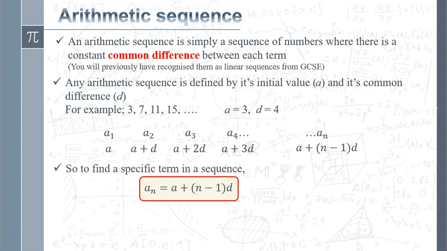That's the equivalent of the nth term that you'll have seen at GCSE. You might think, why are we bothering? It looks more confusing, but as you'll see later on, it does make life a whole lot simpler when we get into how we have to deal with these things at A-level.